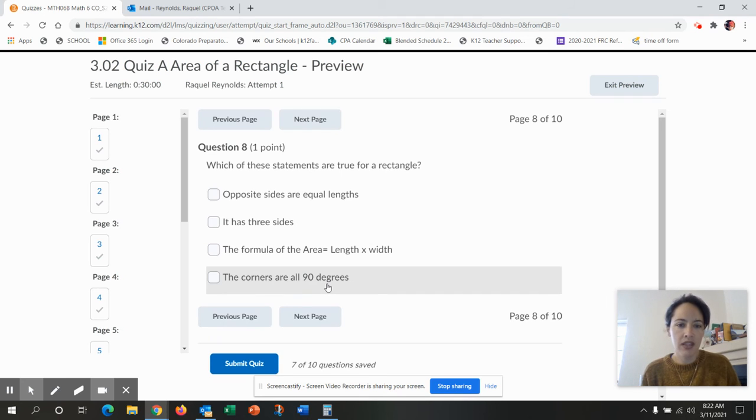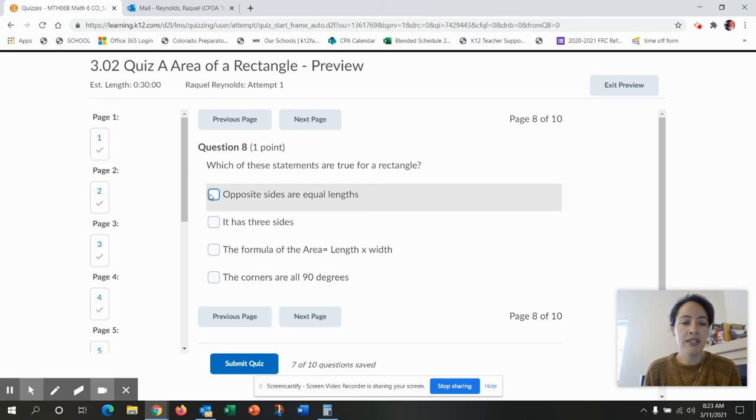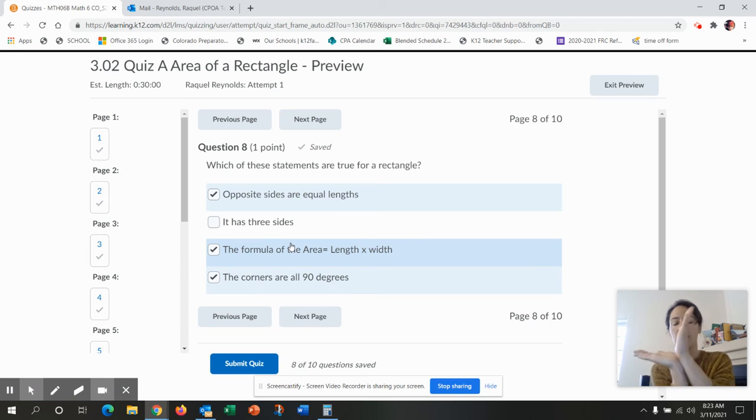Almost done. True for a rectangle. Opposite sides are equal lengths. It has at least 3 sides, but not just 3 sides. We're going to move on. The formula. Yes, this should be in your notes. Length times width. That little x is times. The corners are all 90 degrees. Right angles. Right angles. 90 degrees. Rectangle, right angle. Good job.